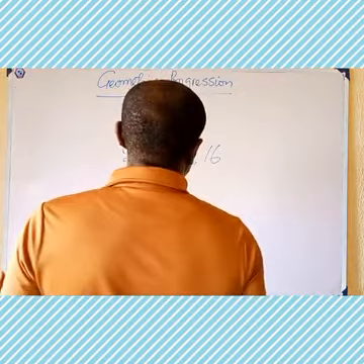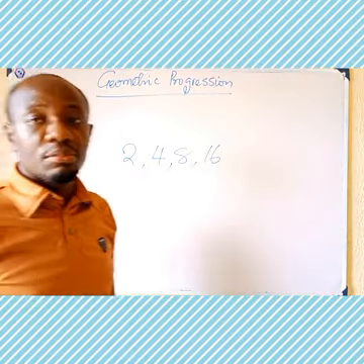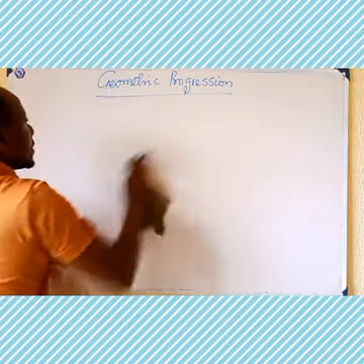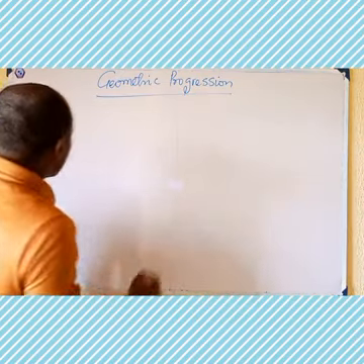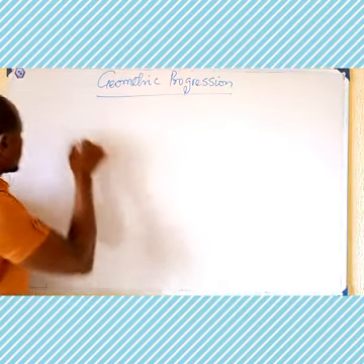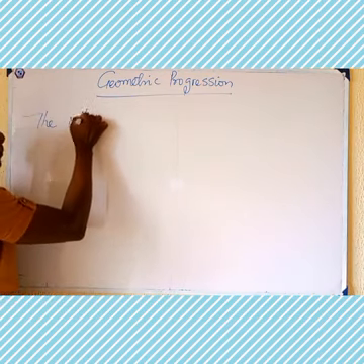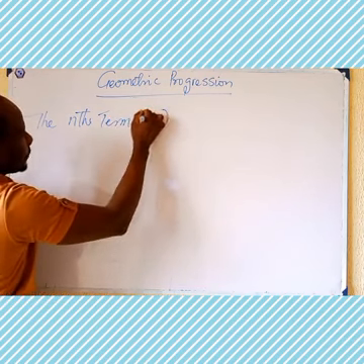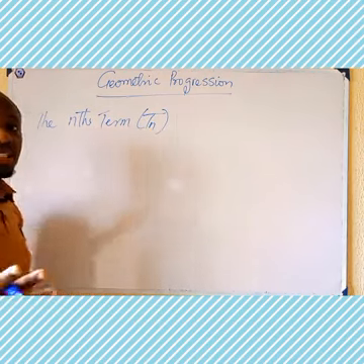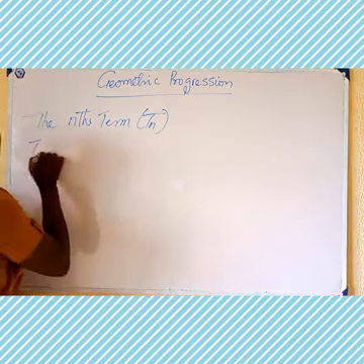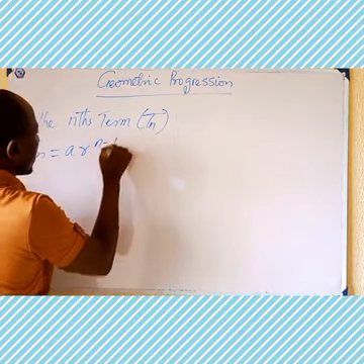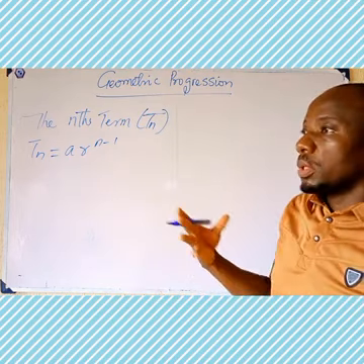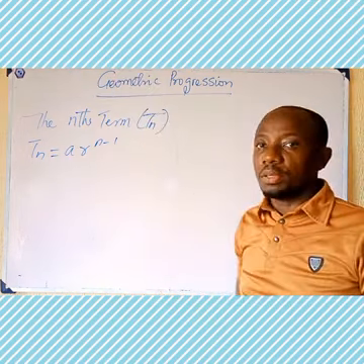Now quickly, let's look at how to find the nth term of a geometric progression. The nth term, Tn, of a geometric progression is given as what? Tn is equal to ar raised to the power n minus 1. With this particular formula, you can tell what the 100th term will be, right?